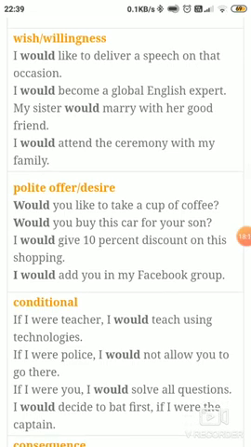Would you like to take a cup of tea or coffee? Would you buy this car for your son? I would give a 10% discount on this shopping. I would add you in my Facebook group.